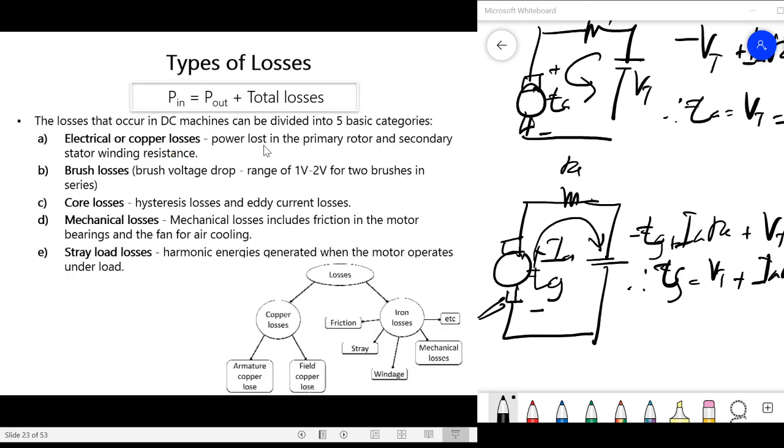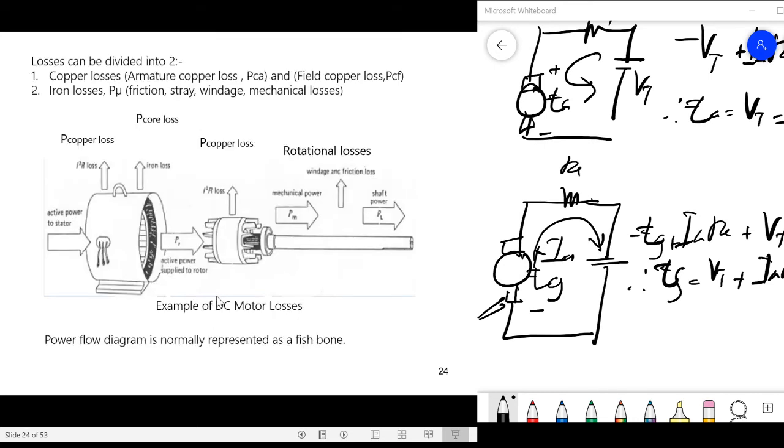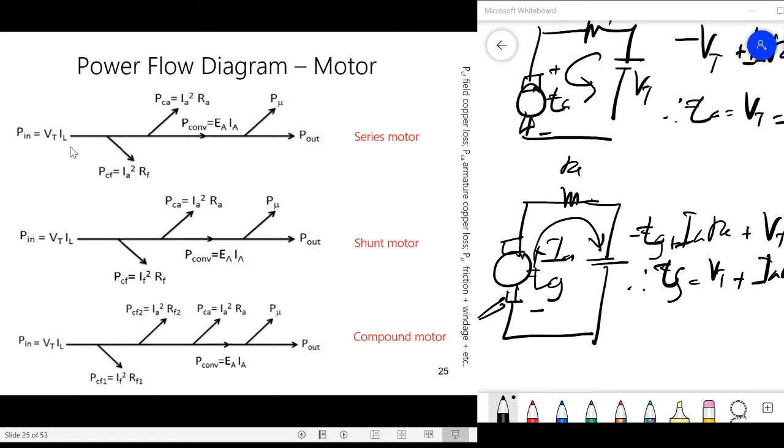Okay. So type of losses, kalau you tengok, kita ada copper loss, kita ada brush drop losses. Range dia selalunya, VBD selalunya 2 volt. Kemudian kita ada core loss, mechanical loss and stray load loss. This is the losses. Okay. So losses can be divided into 2. Copper loss, kita ada armature copper loss and field copper loss. And then kita ada iron loss and juga P miscellaneous. Miscellaneous ni ada friction, stray, windage and mechanical loss lah. Alright. So this is untuk motor.